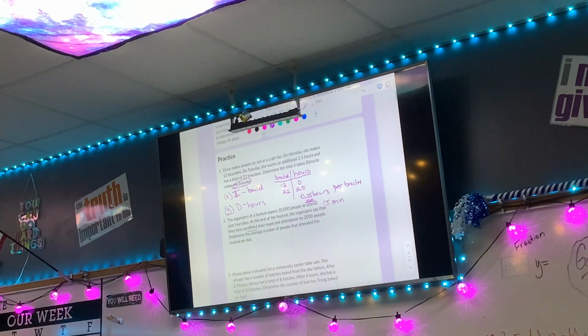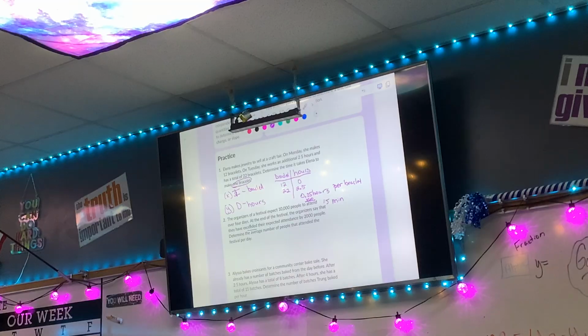Okay, number 2, you do not need to do independent and dependent. Let's just read this one. The organizer of a festival expects 10,000 people to attend over 4 days. At the end of the festival, the organizers say that they exceeded their expected attendance by 2,000 people. What does exceeded mean? Over. It went over, so that's going to add. How many people showed to the festival? 12,000.